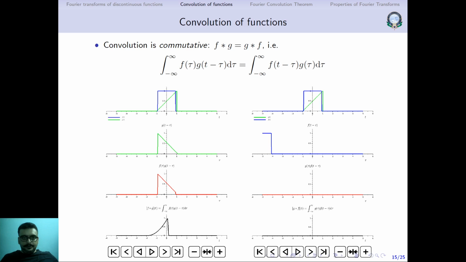Increase some more, and this is the point where the overlap is maximum. This function and this function have maximum overlap when this g function is over here. This is where the product is also maximum, and as a result the convolution is also maximum. Beyond this, if we go, the product will decrease. You see the area under this is decreasing. As a result, the convolution is also decreasing.